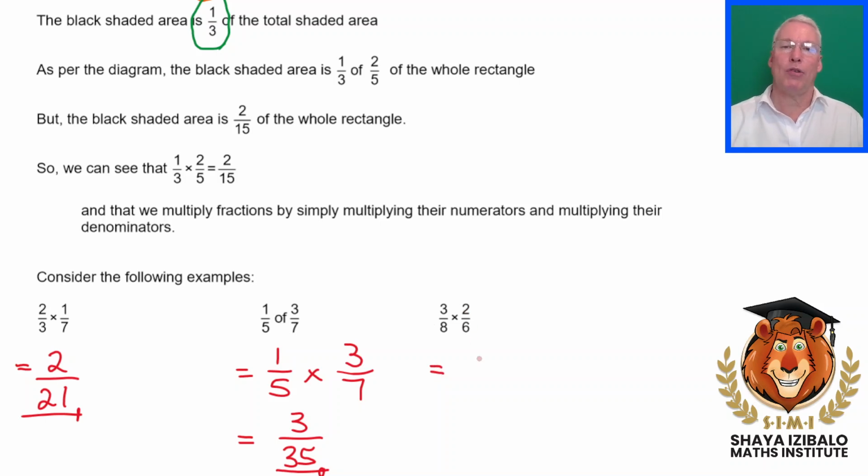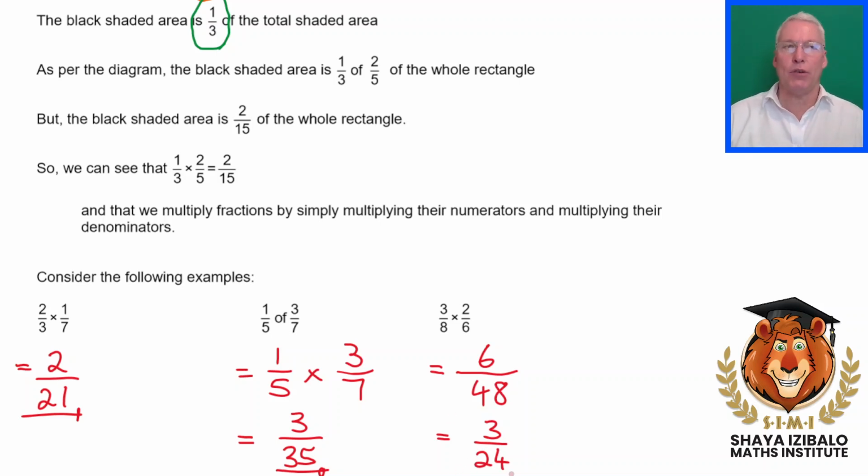3/8 times 2/6, 3/8 times 2/6. Multiply the tops, we get 6. Multiply the bottoms, we get 48. That is correct, but it's not complete. All right? In order to complete it, we've got to try and see what numbers could divide into both of these things. You might say, oh, Paul, what about 2? 3 out of 24. Yeah, you would be right. Okay? That's still not as simple as it can be.